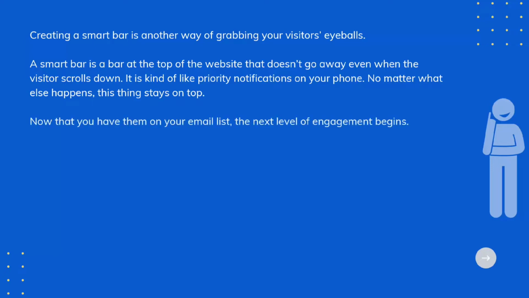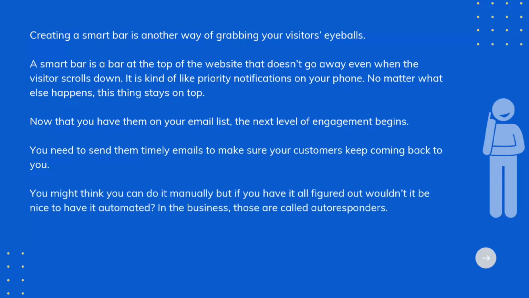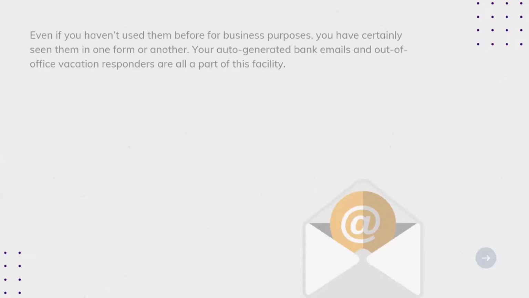Now that you have them on your email list, the next level of engagement begins. You need to send them timely emails to make sure your customers keep coming back to you. You might think you can do it manually, but if you have it all figured out, wouldn't it be nice to have it automated? In the business, those are called autoresponders. Even if you haven't used them before for business purposes, you have certainly seen them in one form or another. Your auto-generated bank emails and out-of-office vacation responders are all part of this facility.